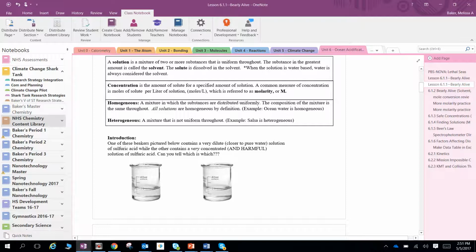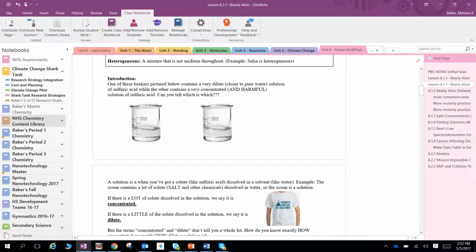And finally, homogeneous and heterogeneous. Basically, a solution is a homogeneous mixture, and a heterogeneous mixture is something that's not uniform throughout. So, for example, salsa would be heterogeneous because there's different chunks of tomatoes and jalapeno pepper, versus ocean water is the same throughout. There's a lot of different things dissolved in the ocean, but it's uniform.